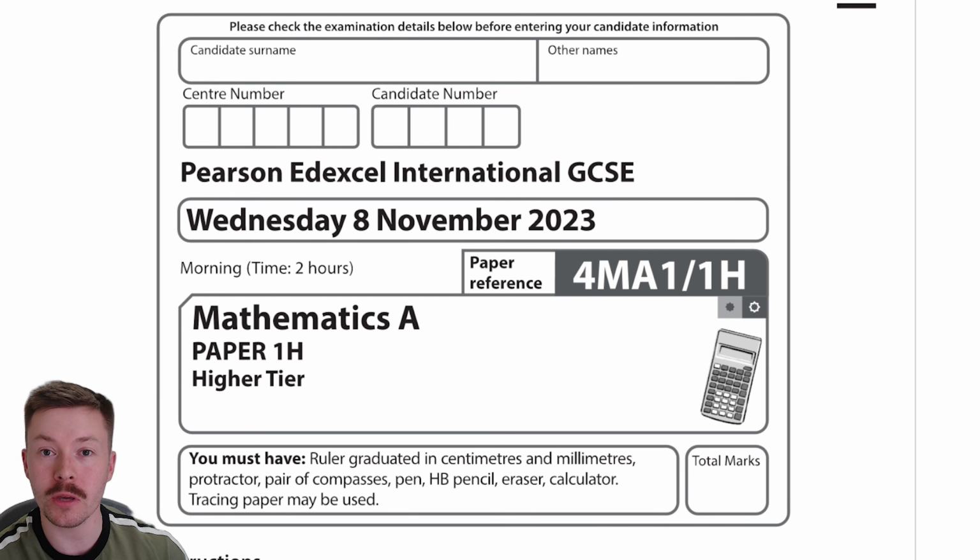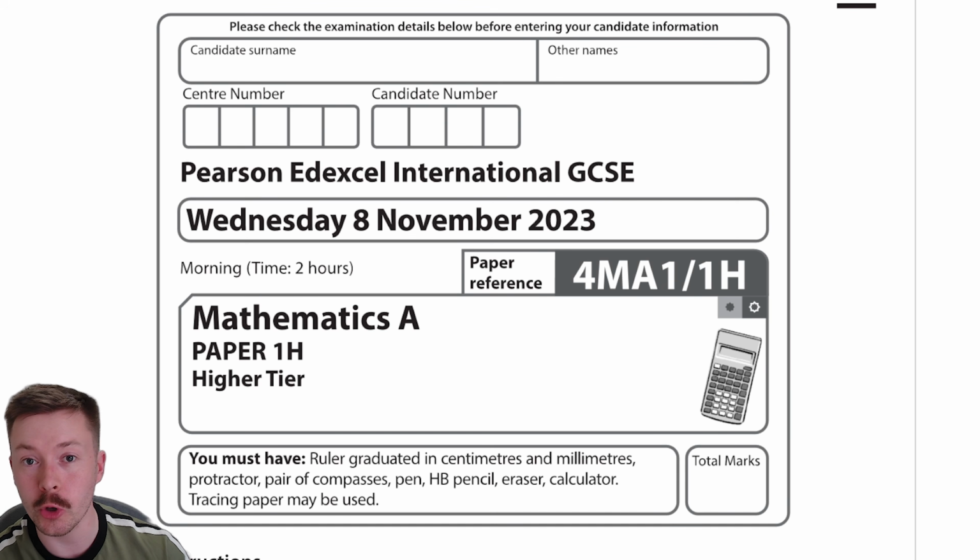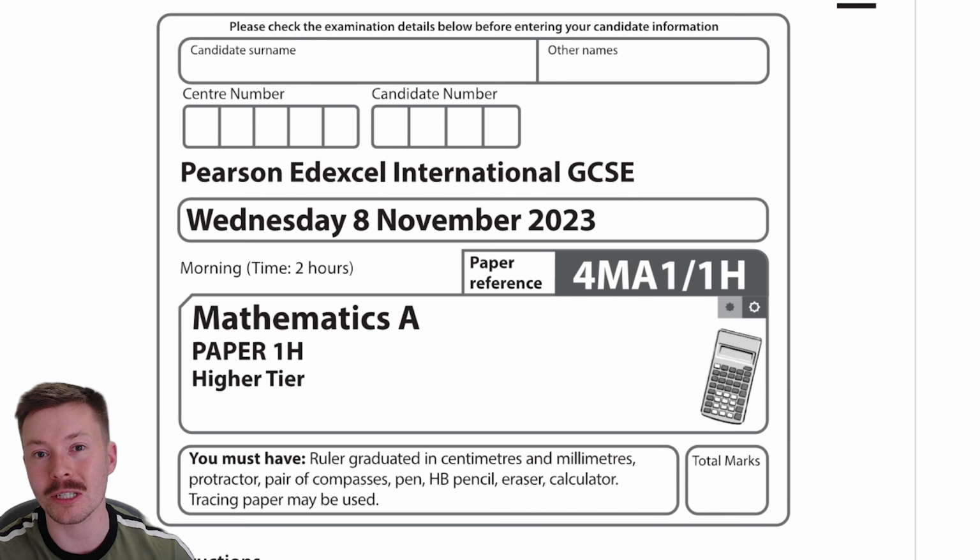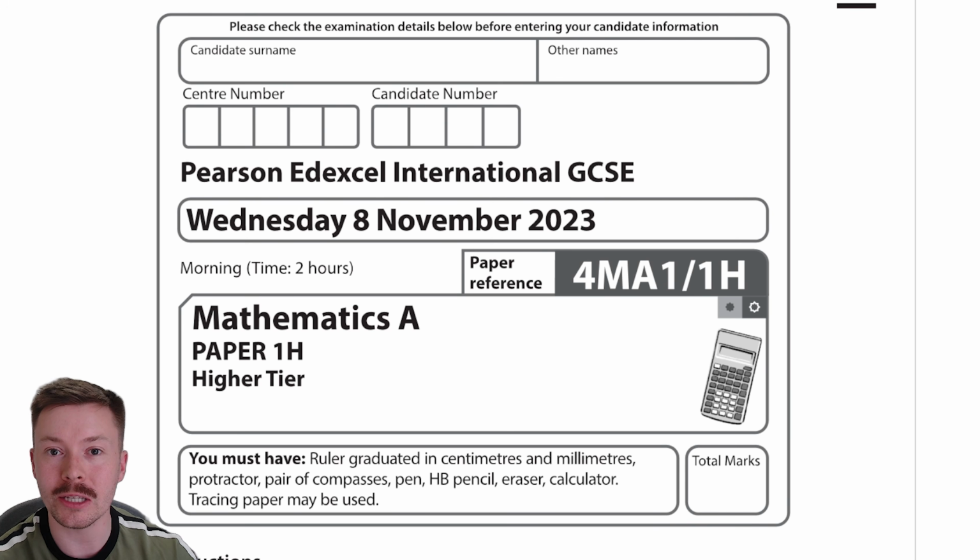I am going to be working through and showing you the worked solutions to the 2023 Edexcel IGCSE 1H November paper, as you can see on the screen in front of you. Now, I have time-stamped each question, so you should, if I've done it properly, be able to jump to exactly which question you need to see the solution for.